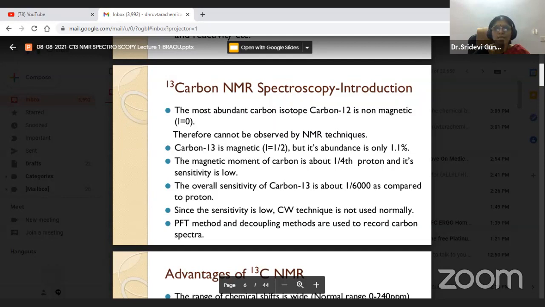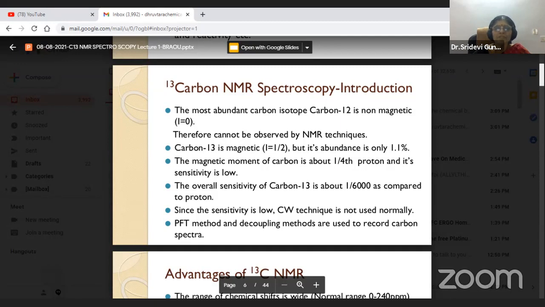The reason is that carbon-13 abundance is very low, because for proton NMR, hydrogen is not 1.1%. It's more than 99%, almost 100%. Whereas carbon-13 has only 1.1%, and it is magnetic. For getting an NMR spectrum, the nucleus should be magnetic. If it is not magnetic, you cannot get an NMR spectrum. So that's the reason why carbon-13 NMR has very, very low sensitivity.